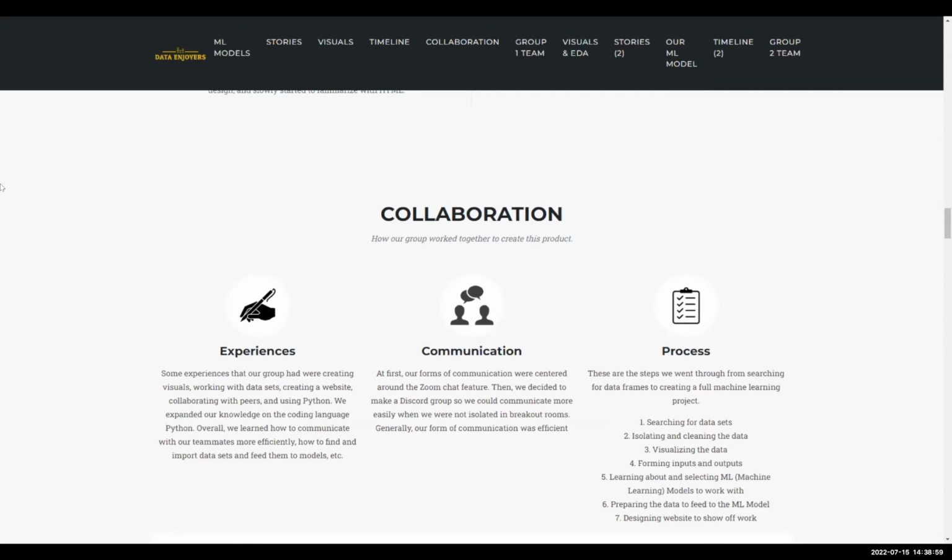For the process, these are the steps we went through from searching for data frames to creating a full machine learning project. 1. Searching for data sets. 2. Isolating and cleaning the data. 3. Visualizing the data. 4. Forming inputs and outputs. 5. Learning about and selecting machine learning models to work with. 6. Preparing the data to feed to the machine learning model. 7. Designing a website to show off work.